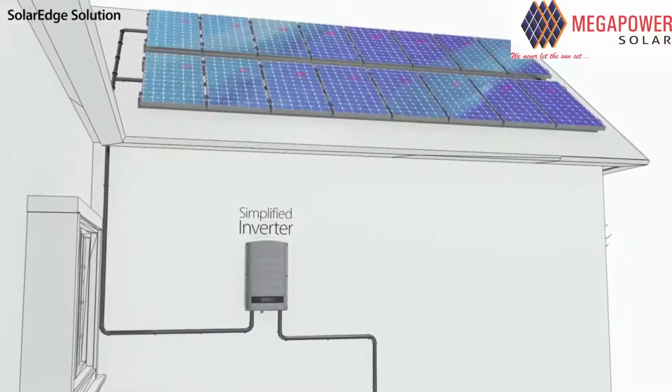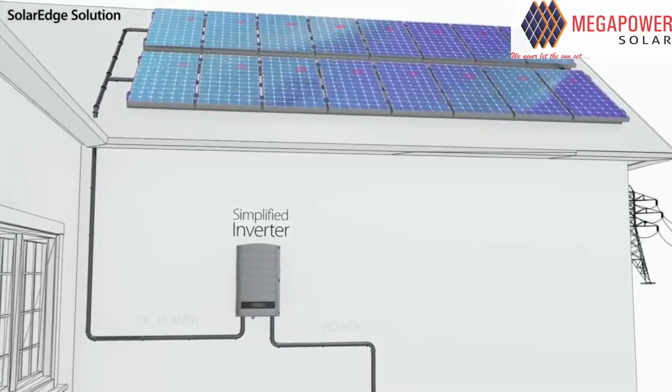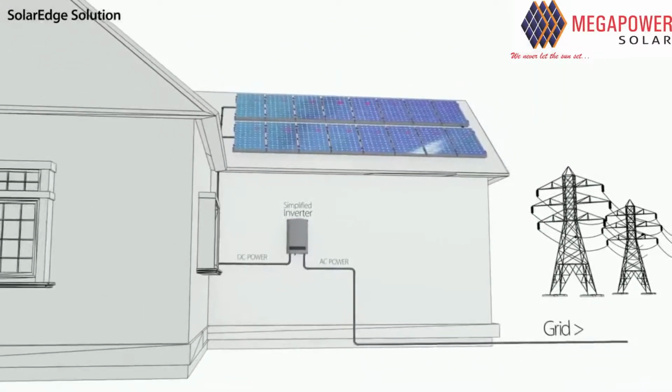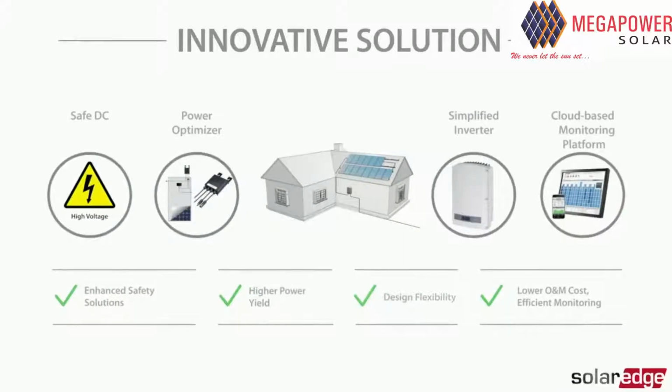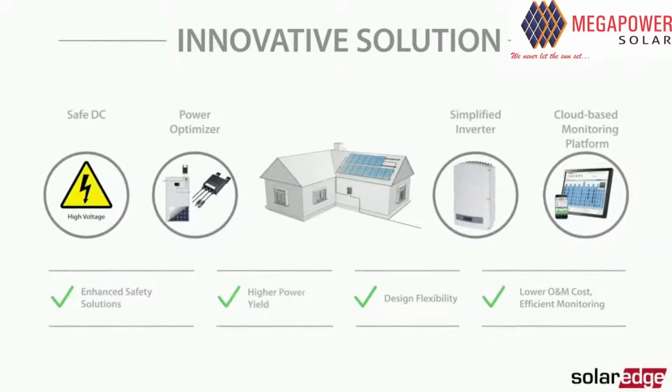The simplified inverter is installed similarly to a traditional inverter, but it is only responsible for DC-AC inversion and grid connection. Our solution includes two additional features: a panel-level cloud-based monitoring platform, which is accessible from any computer or handheld device, and an enhanced safety mechanism.